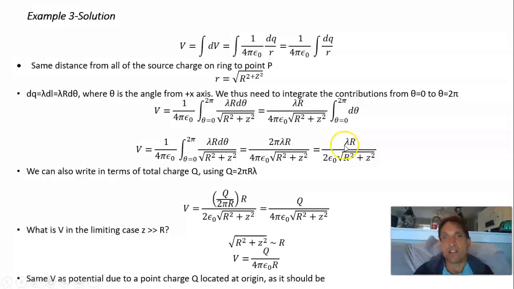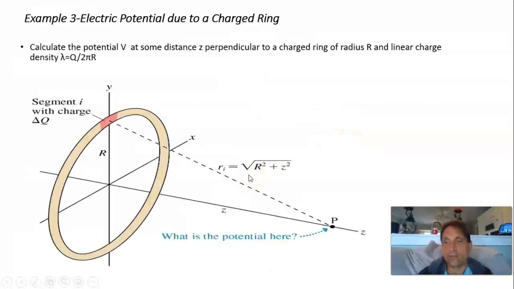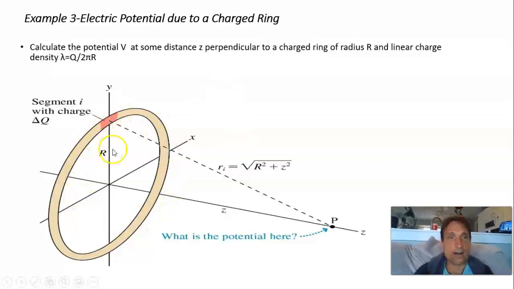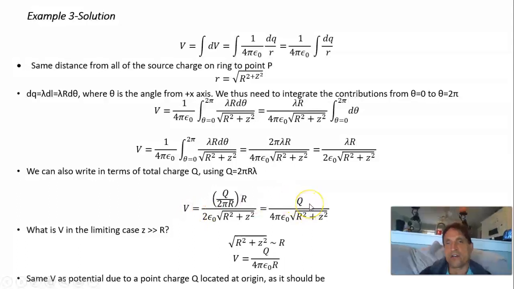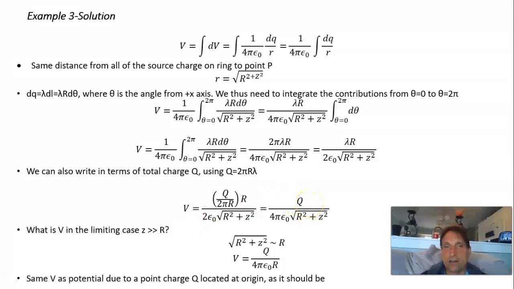We get that the potential depends on the charge density, the radius of the ring, and the distance z from the ring. Now if we want, we can write this in terms of the total charge by noting that the total charge is the charge per length times the length of this little strip, this ring. The length is equal to 2 pi r, the circumference. So we can plug in lambda as q over 2 pi r, and we can get this potential in terms of the total net charge on the ring.